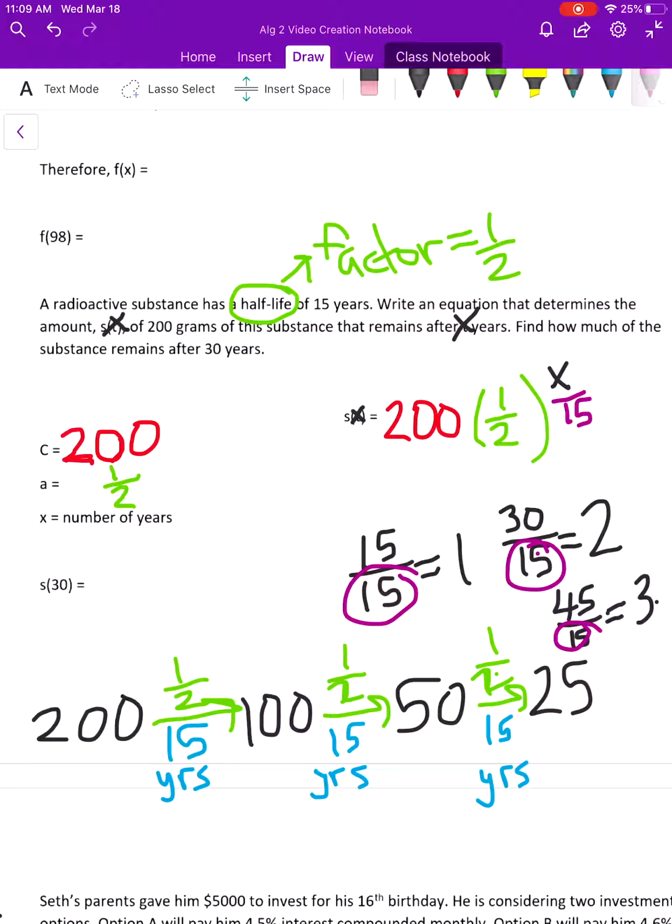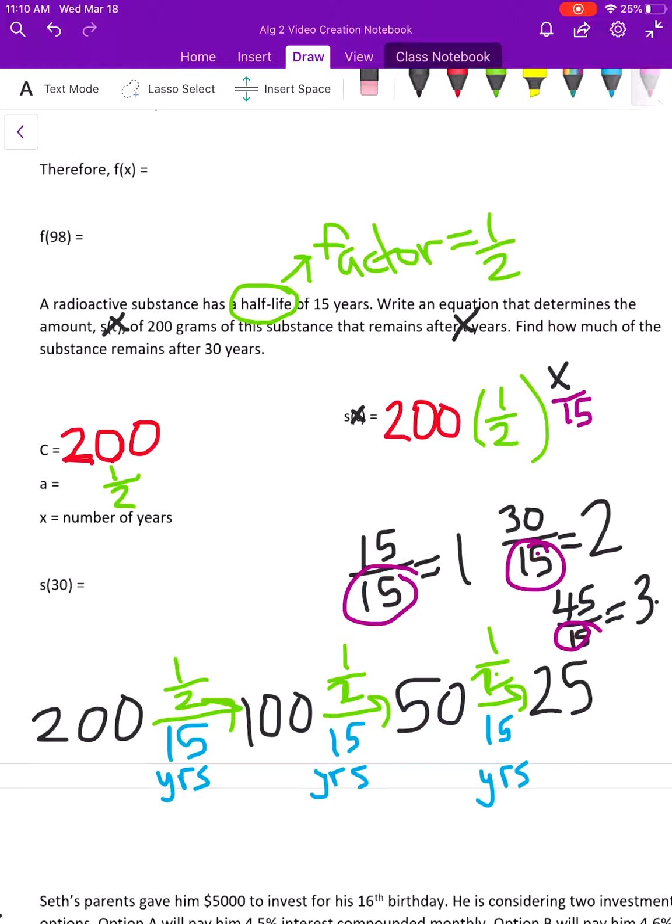And so what we can do is we can say, okay, do the initial value times the factor, and then raise it to x divided by the period over which it halves, or whatever the factor is. And so here the half-life is 15 years, so we divide by 15. If the half-life was 30 years, we would do x divided by 30. Or if it was happening every 50 years, we would do x divided by 50. And so that is our equation for this radioactive substance.